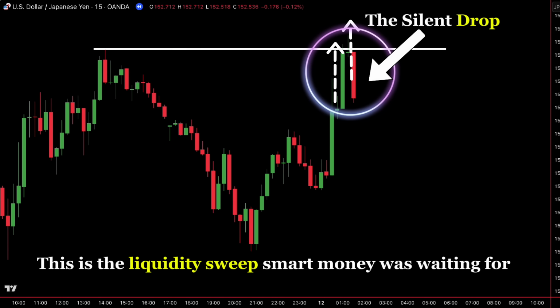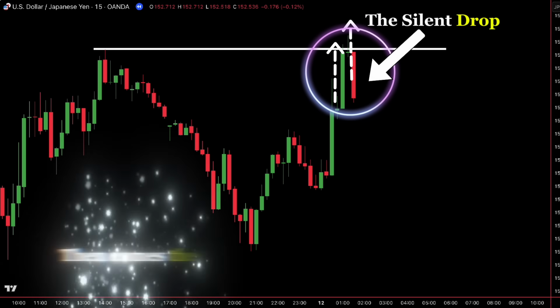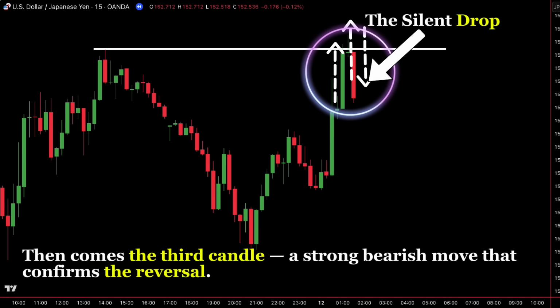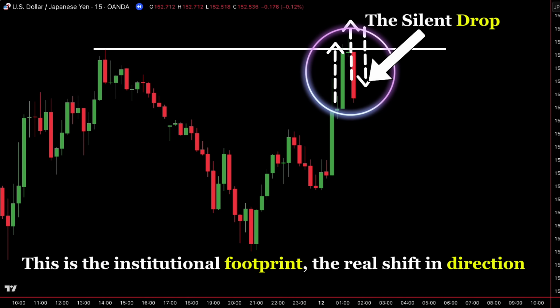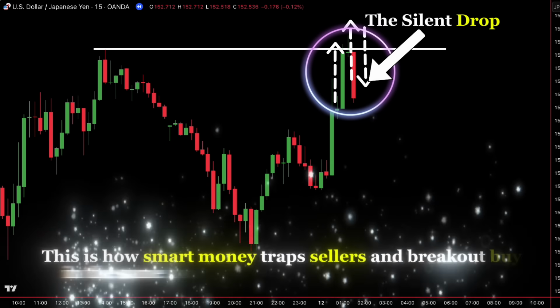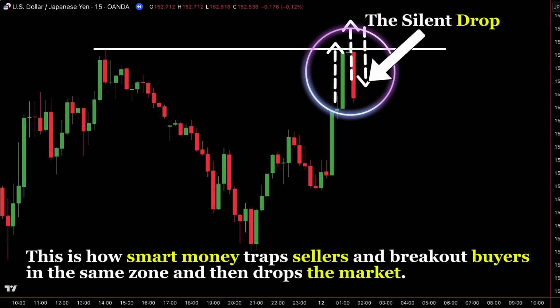This is the liquidity sweep smart money was waiting for. Then comes the third candle, a strong bearish move that confirms the reversal. This is the institutional footprint, the real shift in direction. This is how smart money traps sellers and breakout buyers in the same zone and then drops the market.